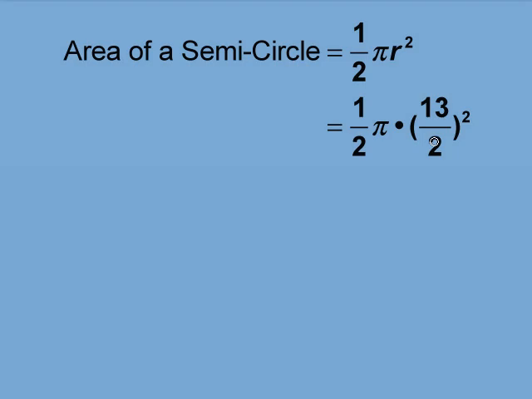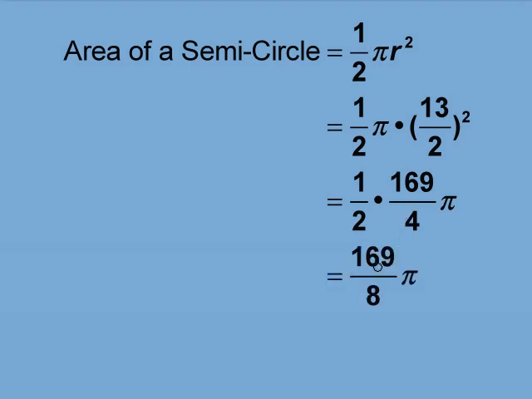Notice that 13/2 is squared, so both the numerator and denominator are squared. We get this expression. There are no common factors greater than 1 in the numerator or denominator, so we end up with the improper fraction 169/8, which results in the mixed number 21 1/8, which is multiplied by pi.